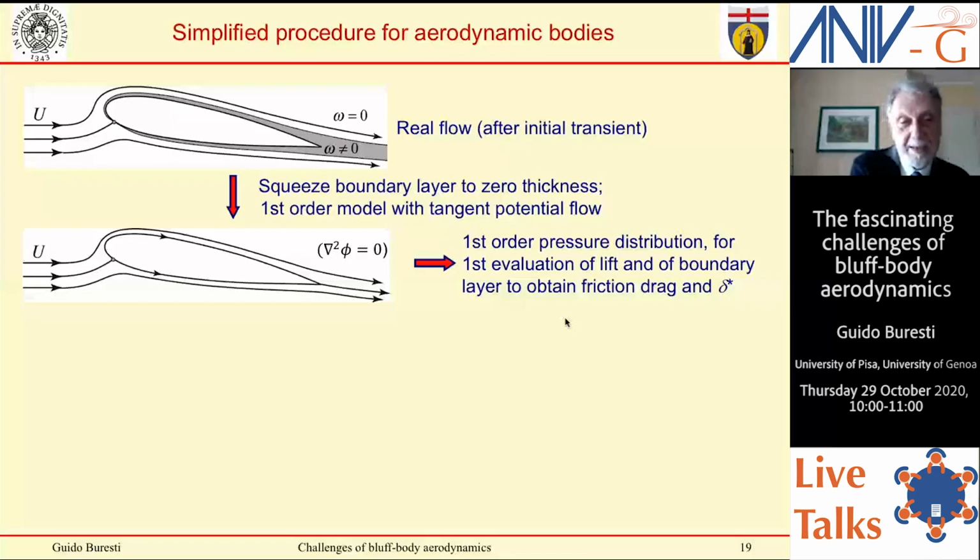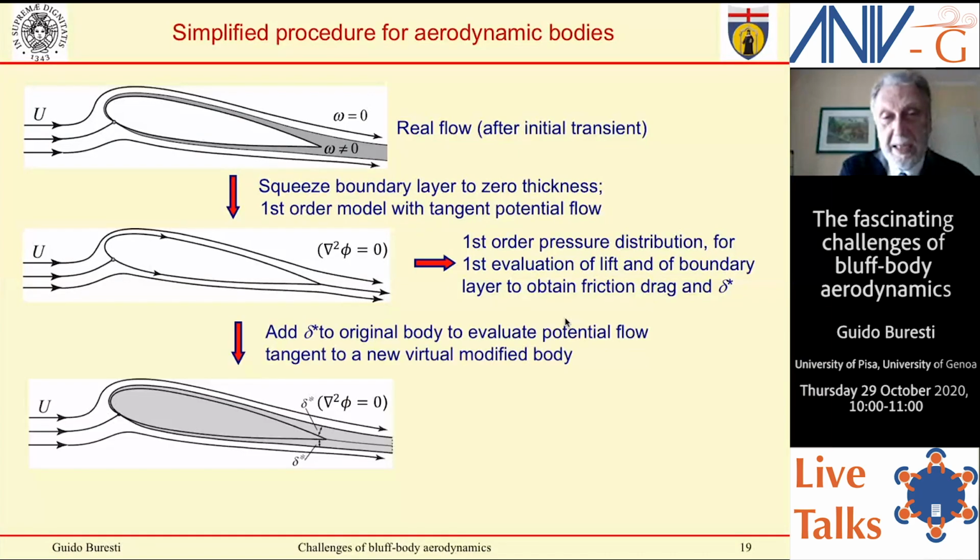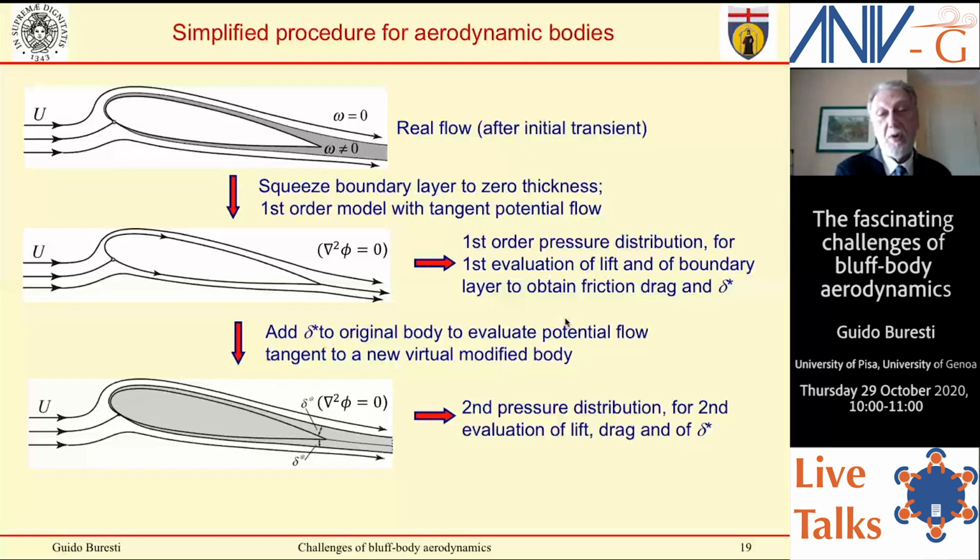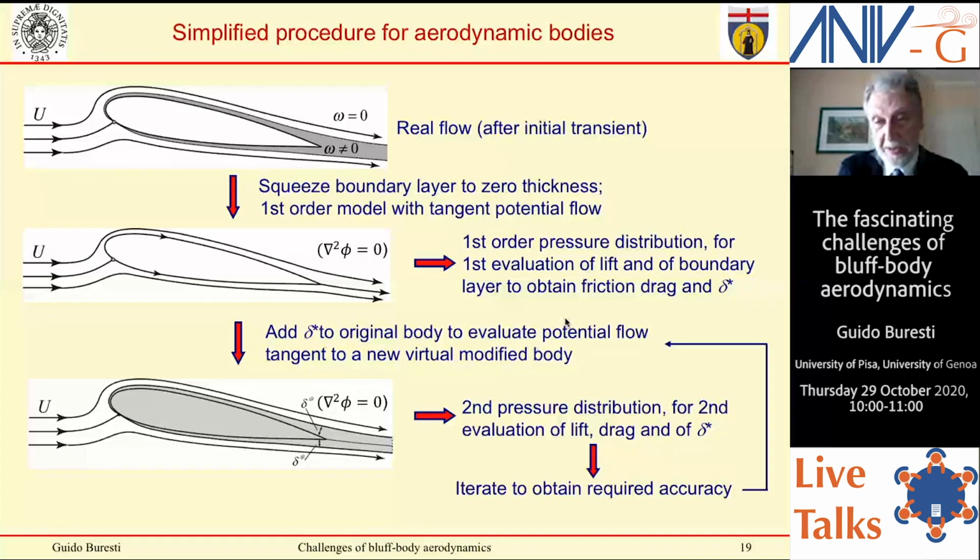Then you get this thickness and you add it to the original body to evaluate the potential flow tangent to a new virtual body. Then you may get a second pressure distribution, a second evaluation of lift, drag, and thickness of the boundary layer. You may iterate and obtain the required accuracy as much as you want. This is fantastic. So you see that aeronautical engineers are very, very lucky because they can use this procedure. And actually, this procedure has been used for one century.